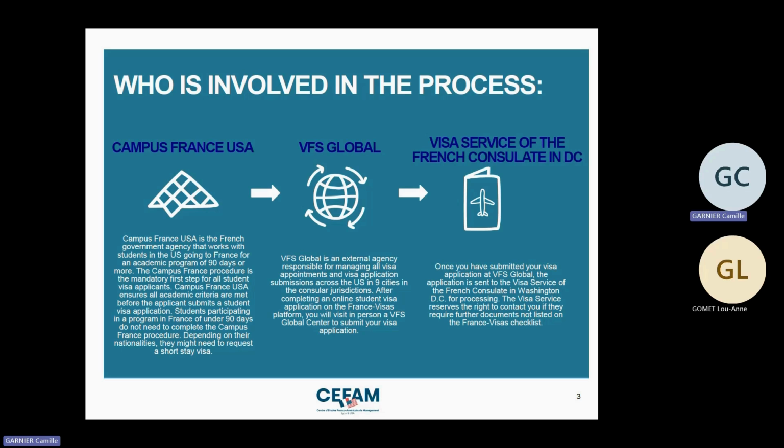Then you have VSS Global, which, after you complete your online student visa application with Campus France, is going to give you a date to go submit your visa application. Then, when this visa application is submitted, it is transferred to the consulate, and you may be contacted by the consulate if they need more information. Otherwise, this is the most important process and the first step in order to have your visa.